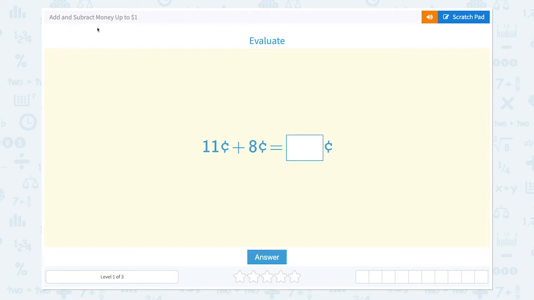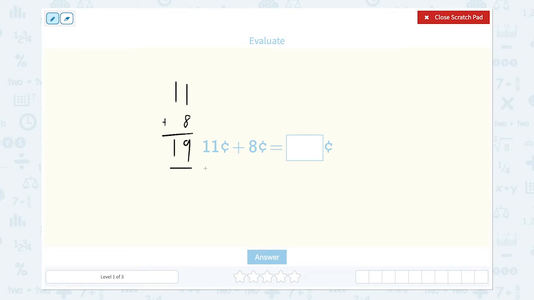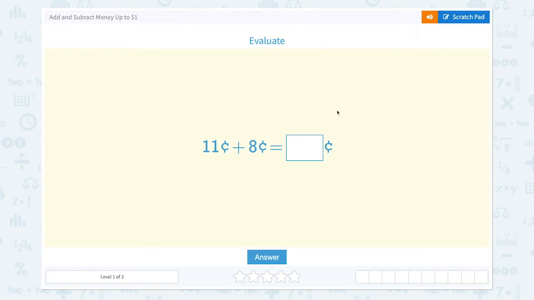Add and subtract money up to $1. Evaluate. 11 cents plus 8 cents is equal to 11 plus 8. 1 plus 8 is 9, and bring down the 1, 19. So 11 plus 8 is equal to 19 cents.